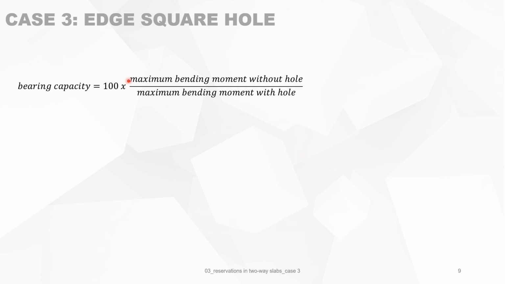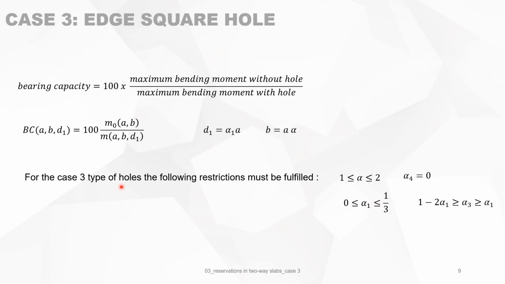So the bearing capacity is defined as the maximum bending moment without the hole divided by the maximum bending moment with the hole. In formula, it will be like that. Then we make the formulas without any dimensions. Then for type 3, reservations in the slab, these were the conditions. And you can rewrite the formula now of bearing capacity with the dimensionless parameters.